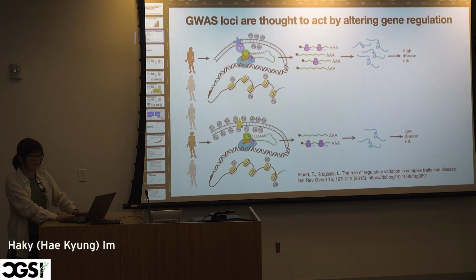And if the gene is deleterious, it will lead to higher risk of the disease, whereas this other person that has the yellow allele doesn't allow the transcription factor to bind as easily. Fewer genes get transcribed, and then fewer get translated into proteins. That leads to lower risk of the disease. So this is the general consensus on one of the main drivers of how GWAS loci act to alter phenotype.